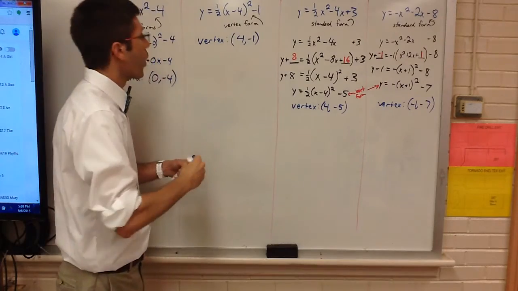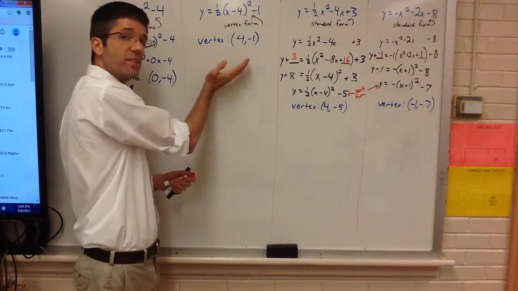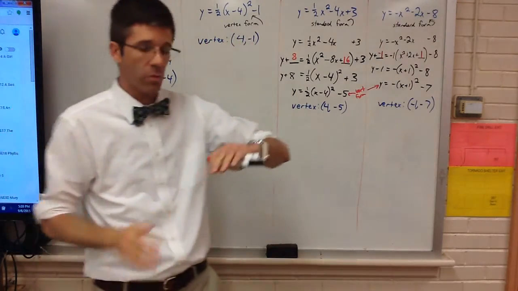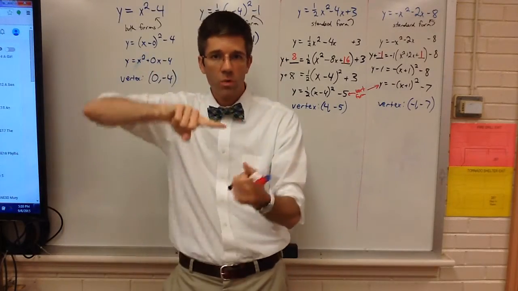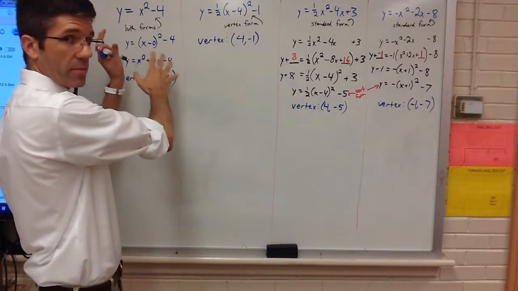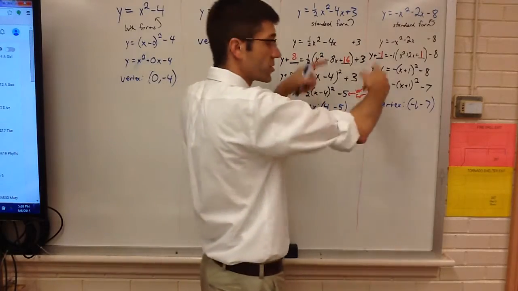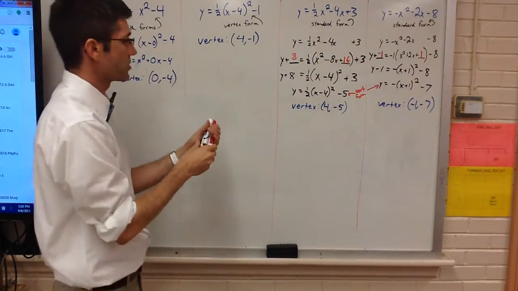Let's keep going. We have yet to put this one in standard form. Again, we're going through and we're converting them. Whatever it was, we're writing it as the other. This was both, so we didn't have to mess with it. These were in standard, so they went to vertex. This is vertex, so it goes to standard form.